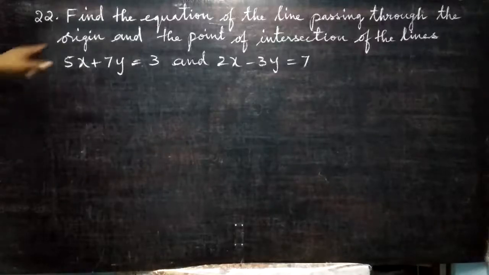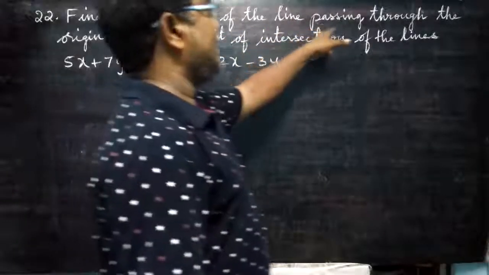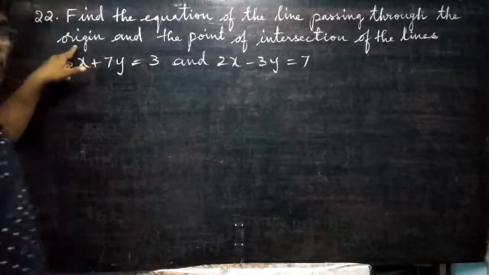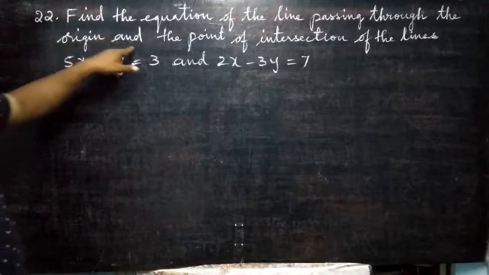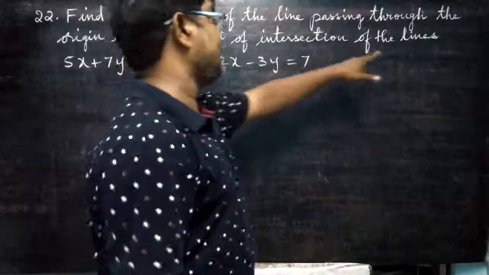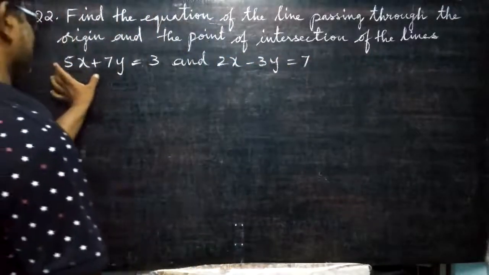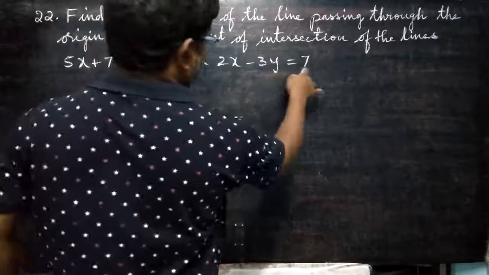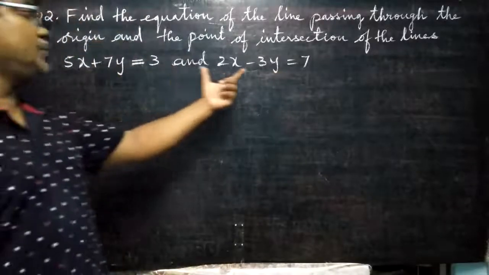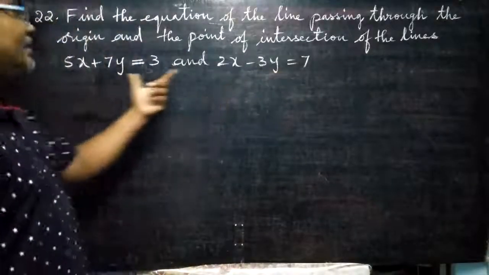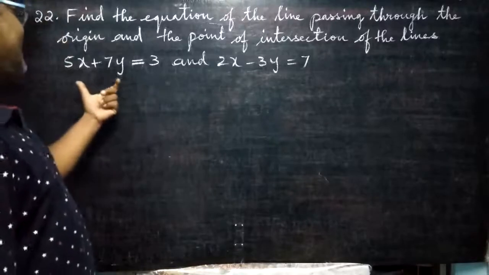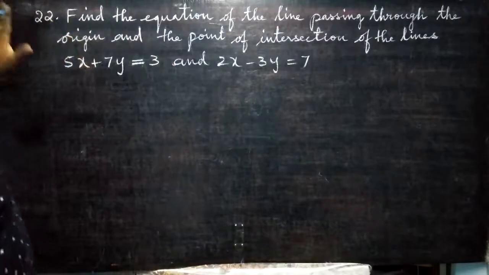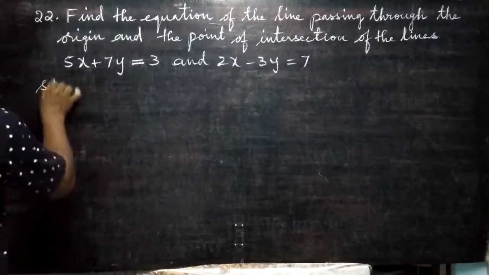22nd problem. Find the equation of a line passing through the origin. What are the coordinates of origin? O, 0 comma 0. And the point of intersection of lines 5x plus 7y is equal to 3 and 2x minus 3y is equal to 7. Here they have given two equations of lines, two simultaneous equations. We have to find x value and y value. One point we will get and another point is origin. Now solution given.